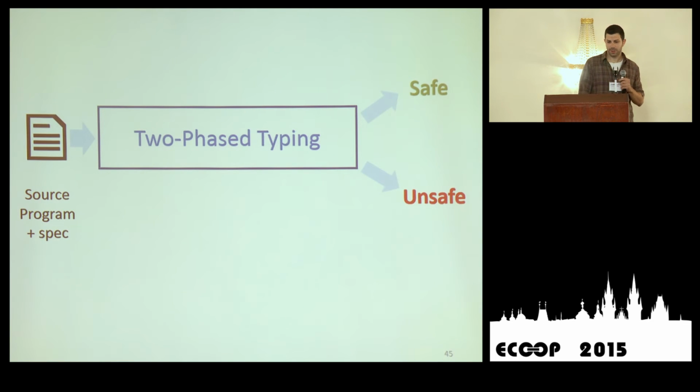So moving on, this is a high-level bit of the tool workflow. The input of our technique is going to be a source program with specifications that have the form that we saw earlier. As we said, this is a two-phase typing approach, and the output is basically a yes or no that says that the source program, in fact, satisfies the specification or not.